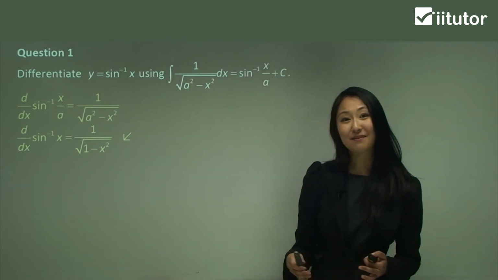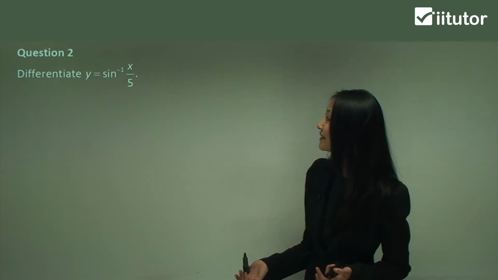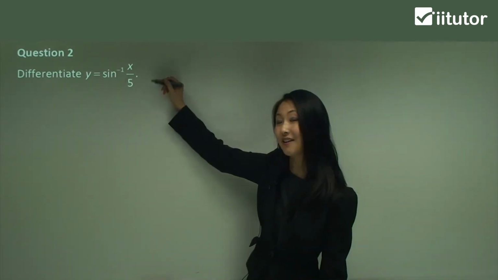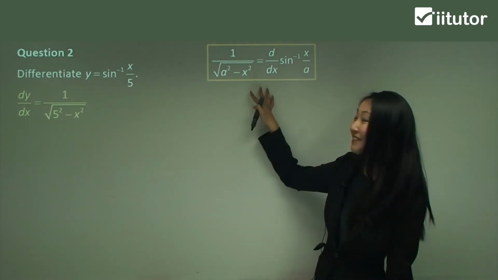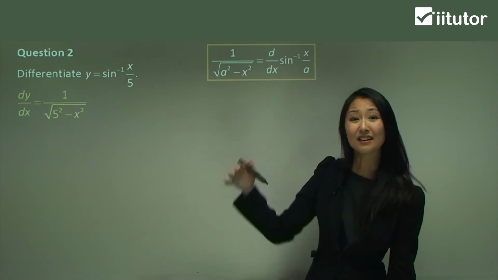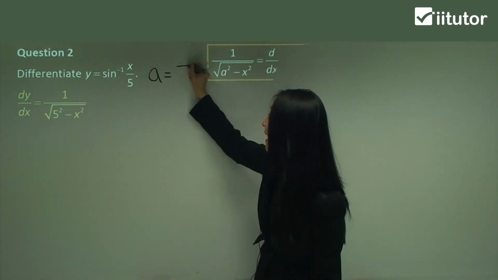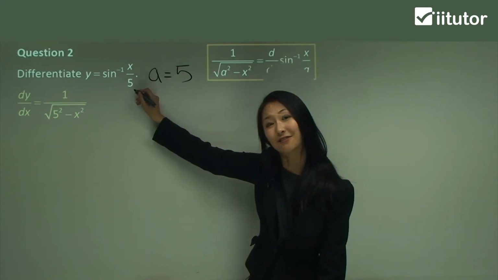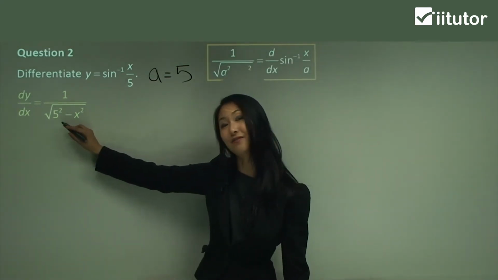So let's move on to something a little bit more difficult. So here we want to differentiate the inverse sine of x on 5, okay? And we've been very nice and we've given you the formula up here. So the first thing we do is think about what a equals. So in this case, a equals 5, doesn't it? Because it's x on 5, which means that instead of a squared, I substitute in 5 squared.